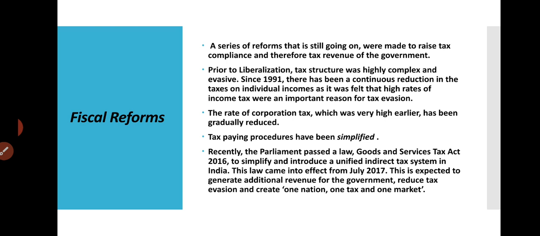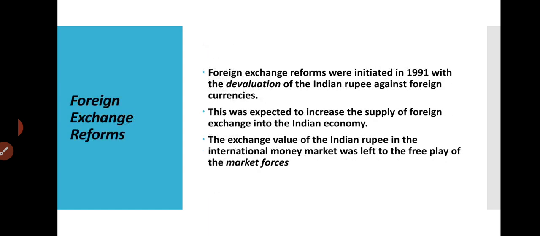It was also realized that a moderate rate of taxes encourages people to pay the taxes. The rate of corporation tax, which was very high earlier, was also gradually reduced. Parliament also passed a law, the Goods and Services Tax Act, in 2016, to simplify the procedure and to introduce a unified indirect tax system in India. This law came into effect from July 2017, and this is expected to generate additional revenue because it creates one nation, one tax, and one market, and reduces the chances of tax evasion.